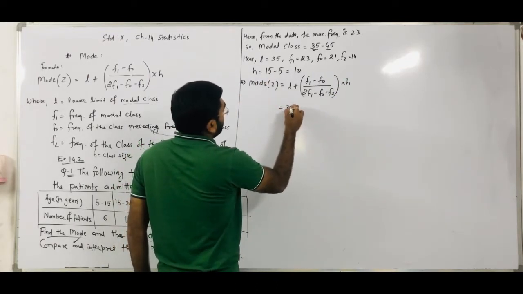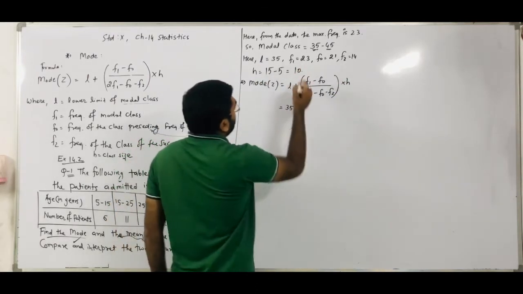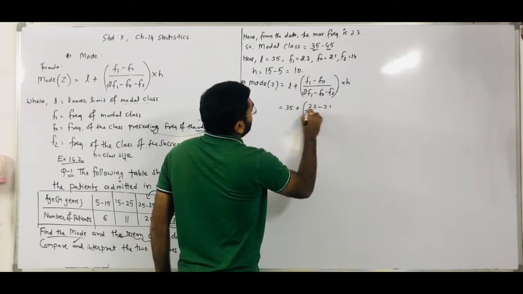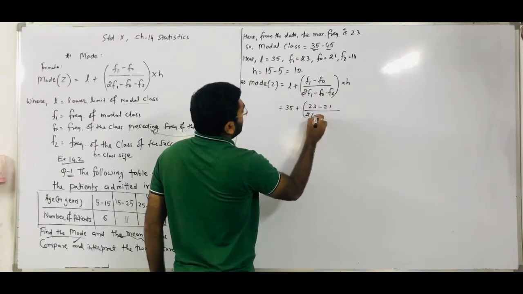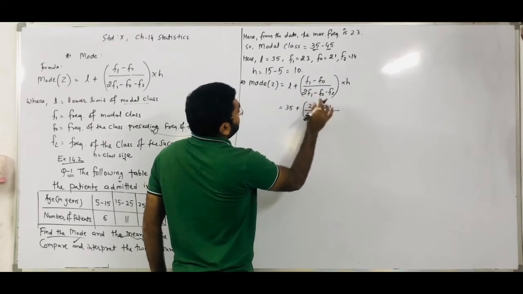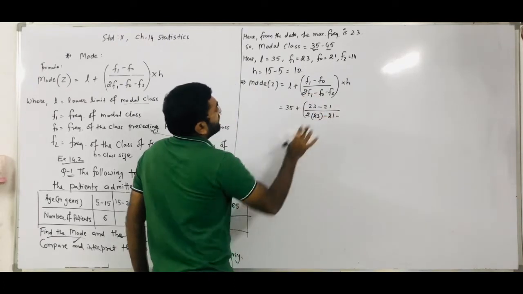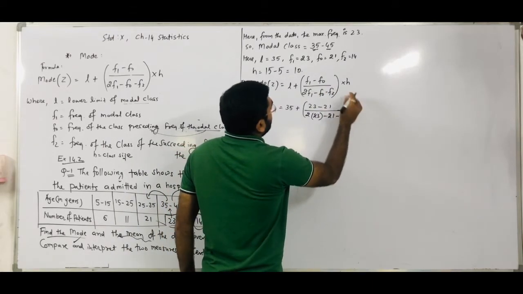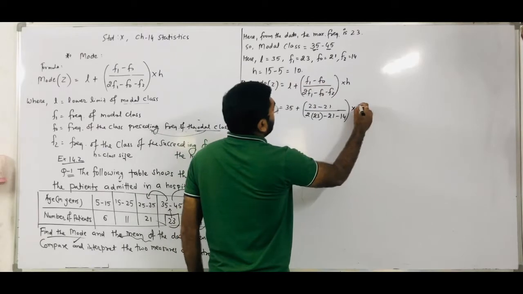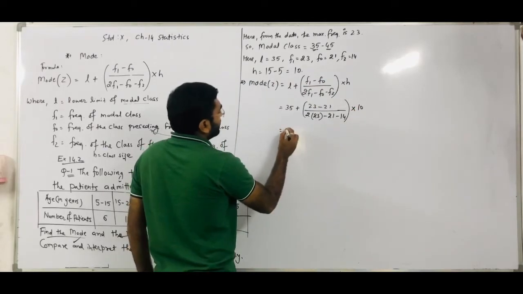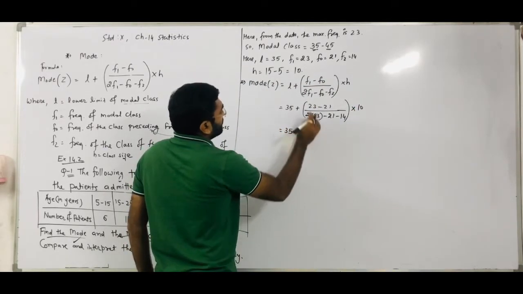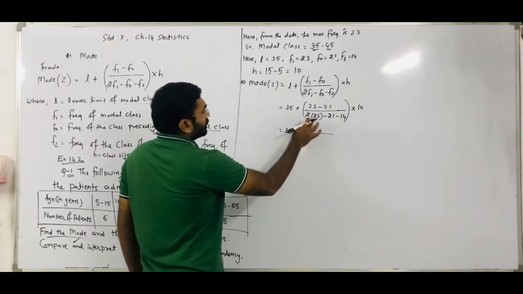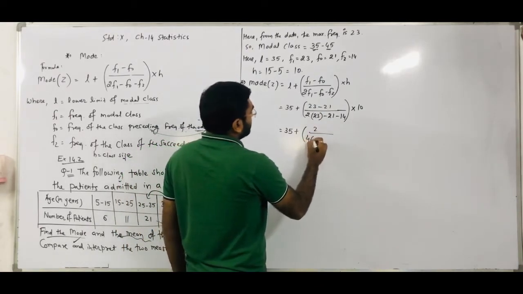L value is 35 plus F1 value 23 minus F0 value 21, divided by 2 times F1 value 23 minus F0 value 21 minus F2 value 14, into H. H means 10. Right? Now we have to simplify it. So 35 plus 23 minus 21. So we get the 2 in numerator. 2 times 23, so we get 46 minus.